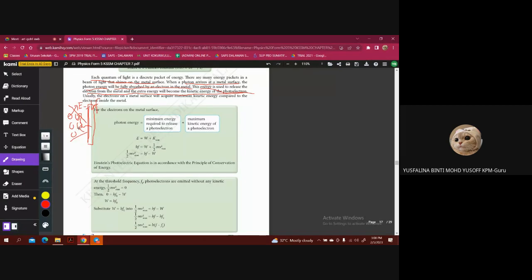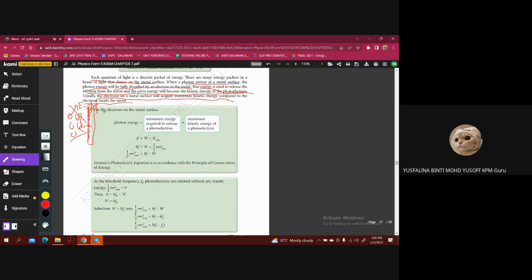Okay, so how does the photoelectron move? They move by using the extra energy given by the photon energy that just hit the surface. Usually the electrons on the metal surface will acquire maximum kinetic energy compared to the electrons inside the metal. So the electrons on the metal surface will move with the maximum kinetic energy compared to the electrons inside the metal.